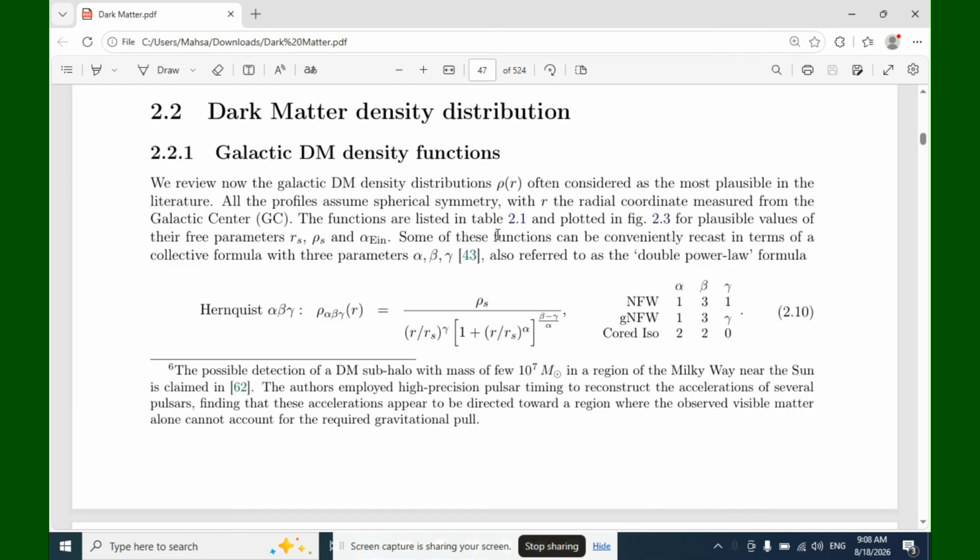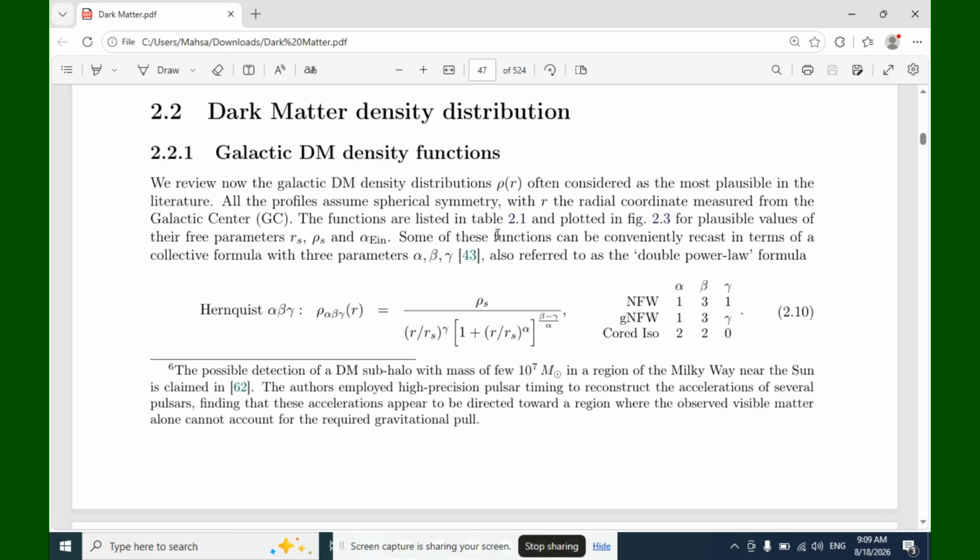We now review the galactic dark matter density distributions, or profiles, often considered the most plausible in the literature. All the profiles assume spherical symmetry, so they depend only on the radial coordinate measured from the galactic center. The functions are listed in Table 2.1 and plotted in Figure 2.3 for plausible values of their free parameters: r_s, rho_s, and alpha.